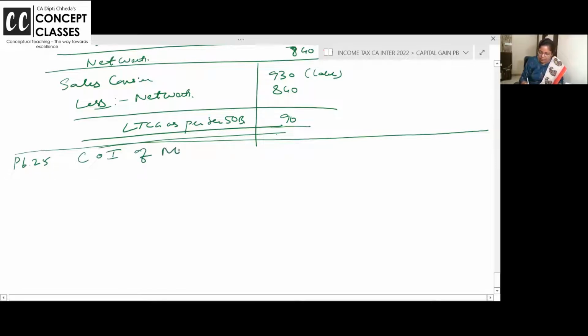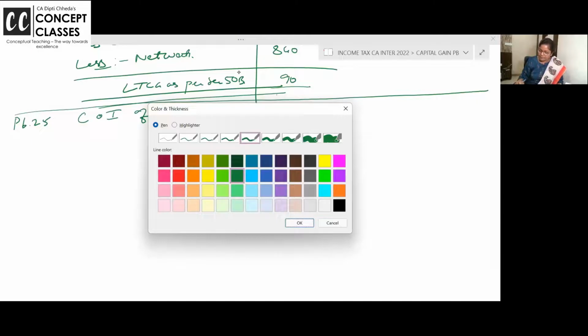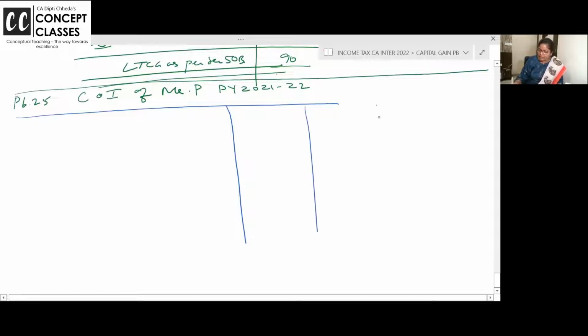Computation of income of Mr. P for the previous year 21-22. Right? Particulars and 2 columns. What is the sale consideration? He sold the house in May 21, third line of the problem. Sale consideration: he sold the house for 50 lakhs and there are no expenses, nothing.